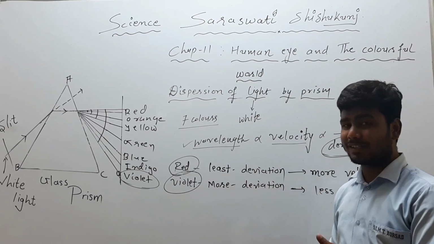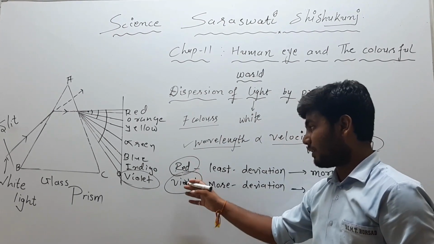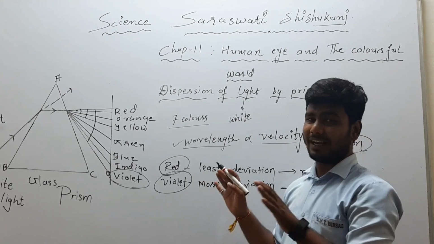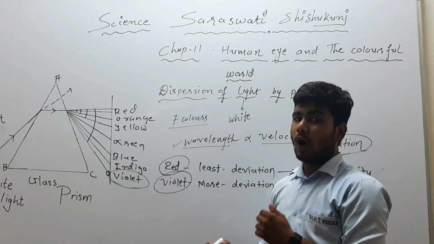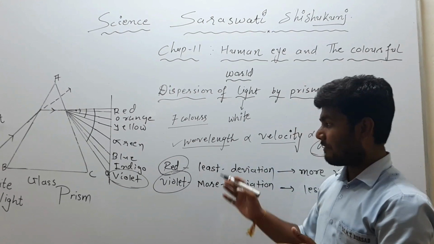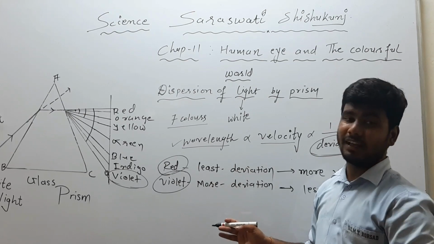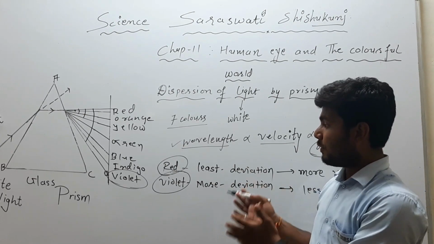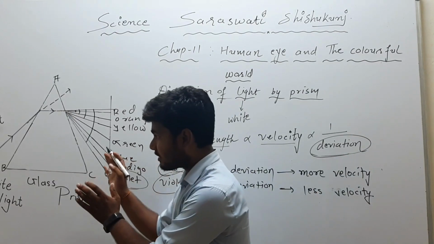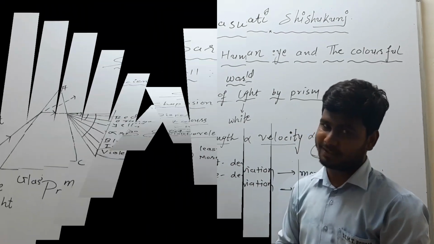This can also be asked as a question. This whole question can be asked for 3 marks: how red color is deviated. It is deviated very little, and violet color is deviated more. They can also ask this in the form of scientific reasons: why violet color is seen more deviated and red color less deviated in dispersion of light. You will be able to answer it from the concept. Okay, so this way we have completed this question, that is dispersion of light through a glass prism.